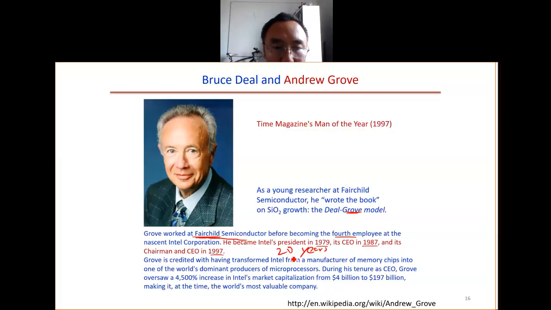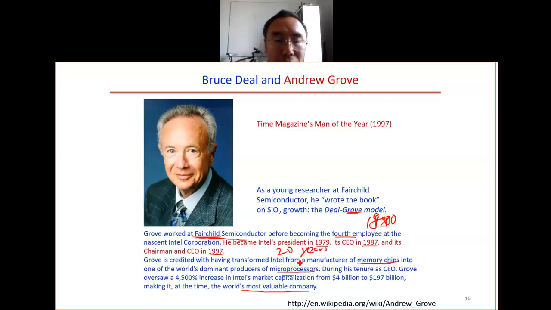During his leadership, Intel had big growth from a memory chip company into the world's dominant producer of microprocessors. During his tenure as the CEO, there was 45 times growth for Intel, making it the world's most valuable company. But today we know this is no longer the case. Intel shifted from memory chips to processors because of the Japanese in the 1980s. The Japanese companies made much better memory chips, and Intel could not compete, so they shifted to microprocessors.